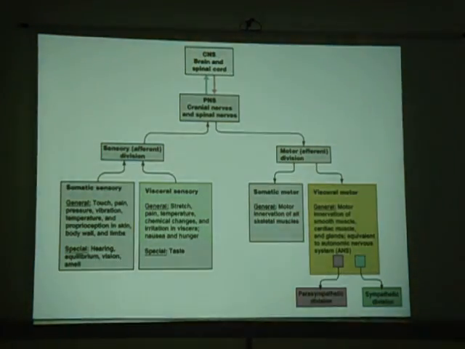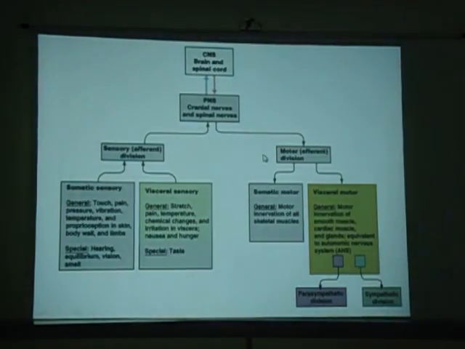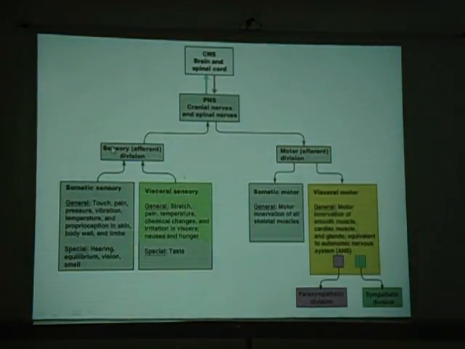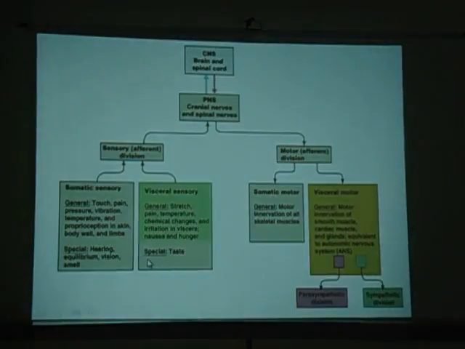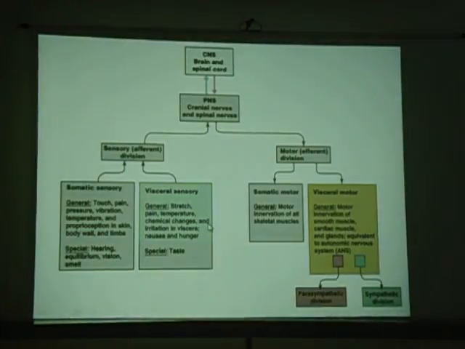So the CNS has the brain and spinal cord, then the peripheral nervous system, the cranial nerves, the spinal nerves, sensory and motor. In the visceral motor part, we have the parasympathetic and the sympathetic regions. Otherwise, all the other systems are under the control of the voluntary system mediated by acetylcholine: touch, pain, temperature, proprioception, all these things.